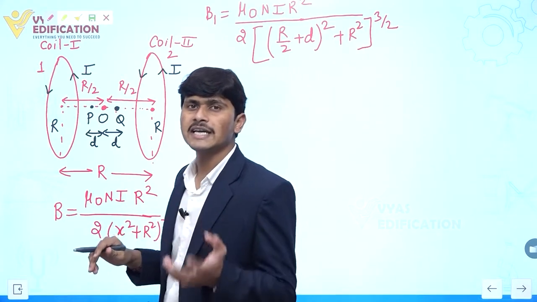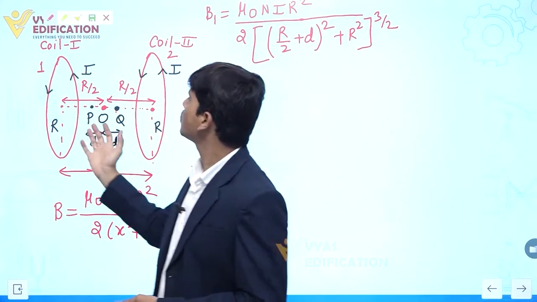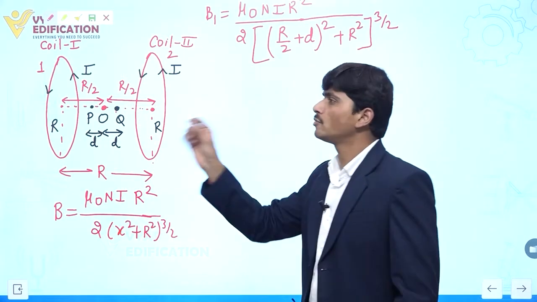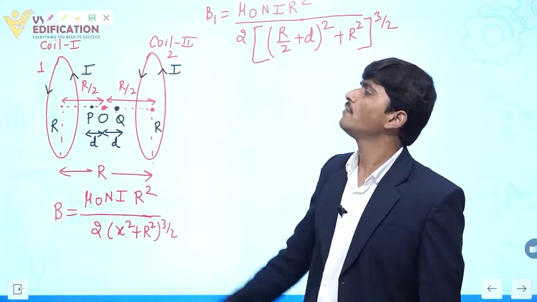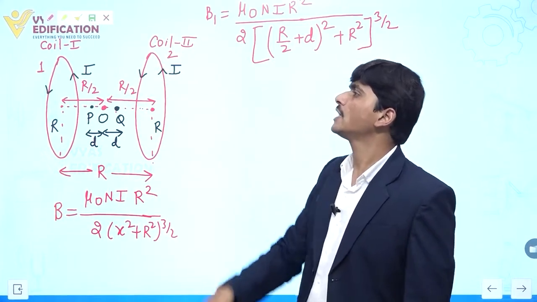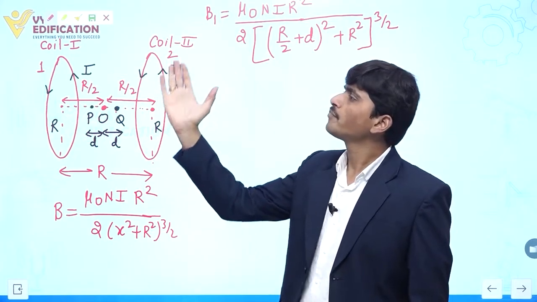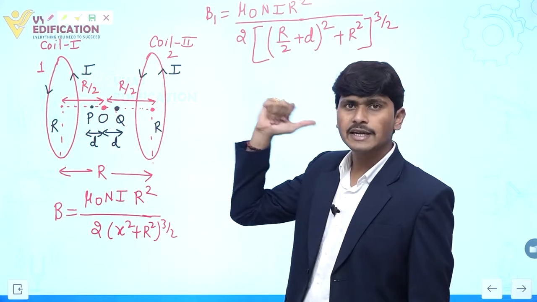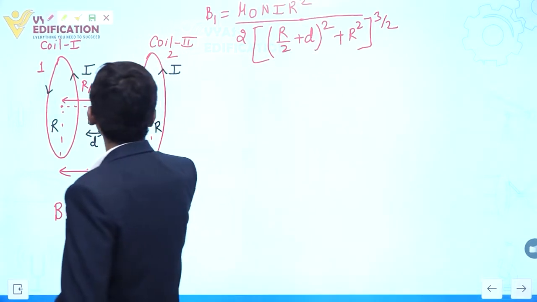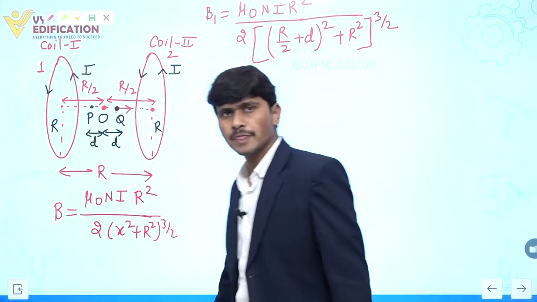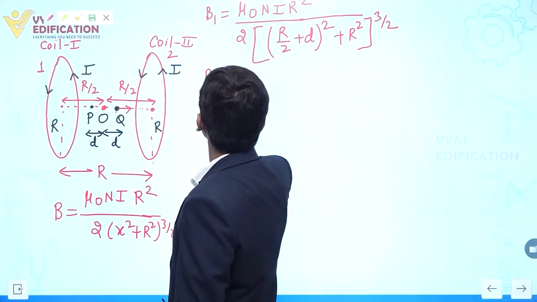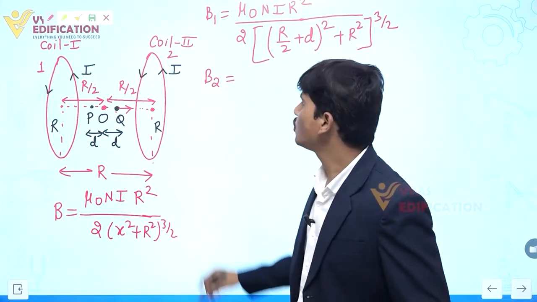And what is the direction of this magnetic field? Both are in the same direction. If I am observing from this side, and suppose here we have a coil and the current is flowing in the anti-clockwise direction from my side, then if I curl my fingers like this, the thumb indicates the direction of the magnetic field. So here we have the direction of magnetic field in this direction.